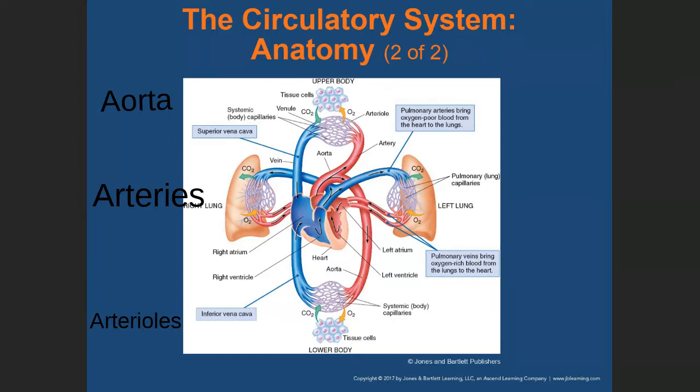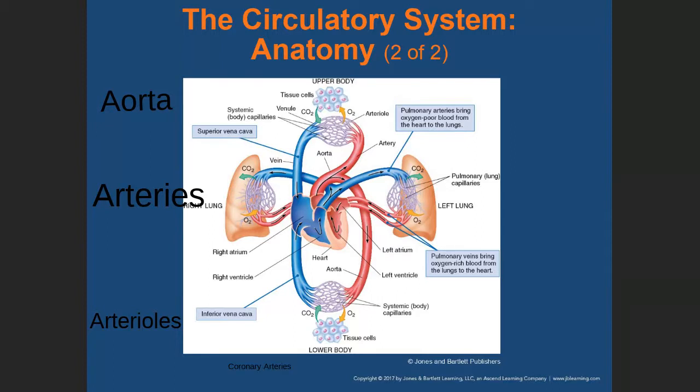All arteries carry blood away. So A is for away. All arteries carry blood away from the heart, with the exception of the coronary arteries. Now, the coronary arteries supply the heart muscle with blood. So the function of the coronary arteries is to supply the heart muscles with blood.